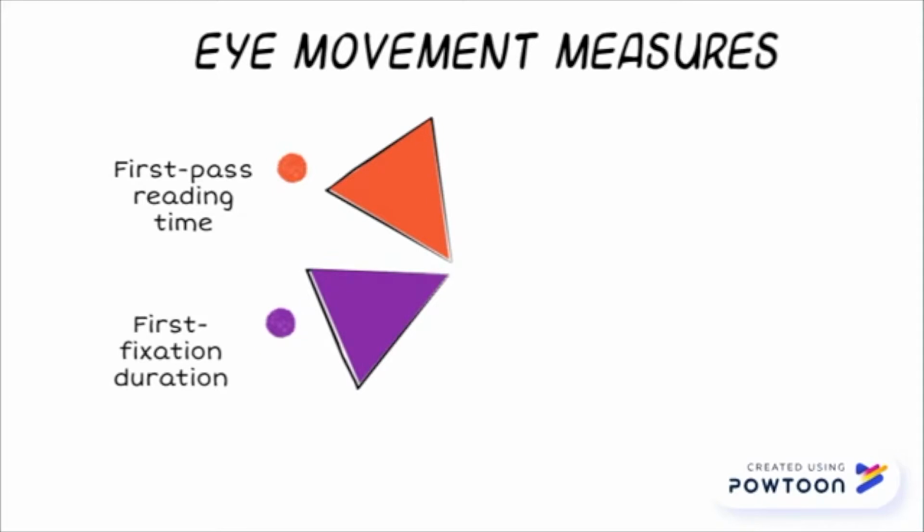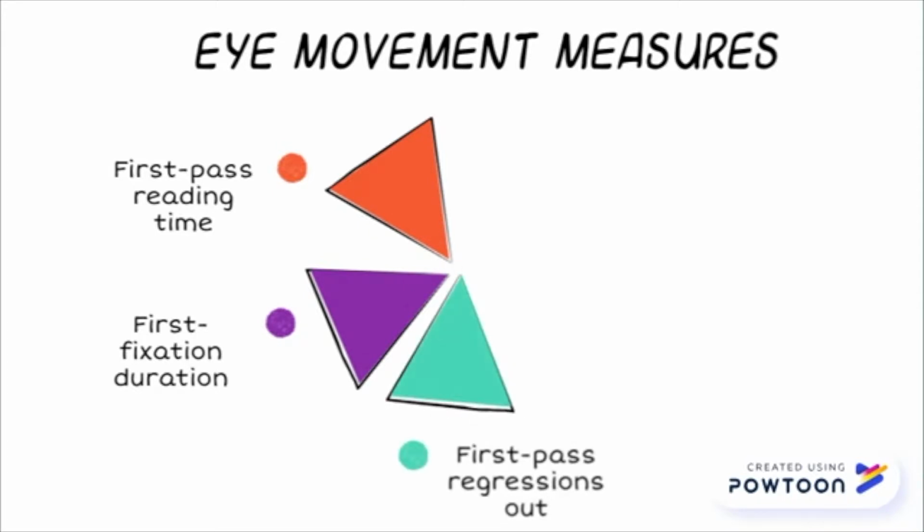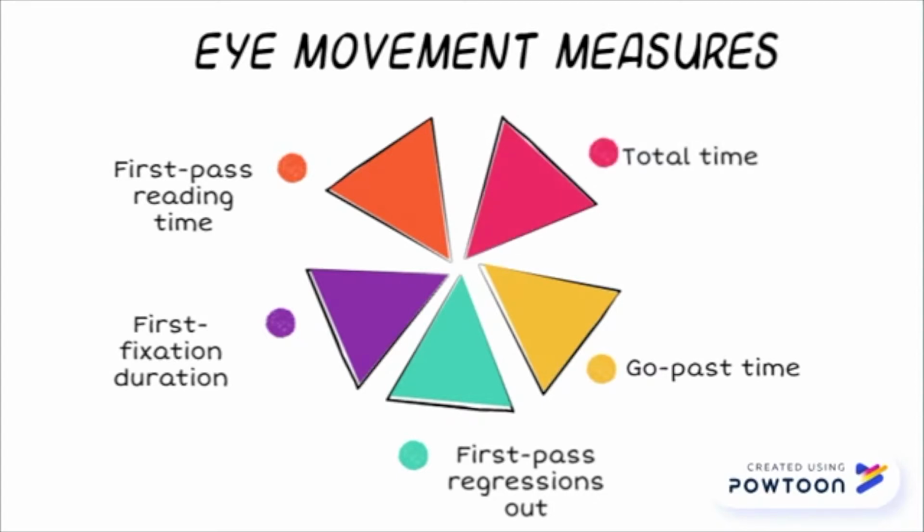First fixation duration, which is the duration of the first fixation on a region during first pass reading. First pass regressions out, which is the proportion of trials on which there was a regression from a region. Go past time is the sum of all the fixations from first entering a region all the way to the right, and total time, the total fixation on a region.